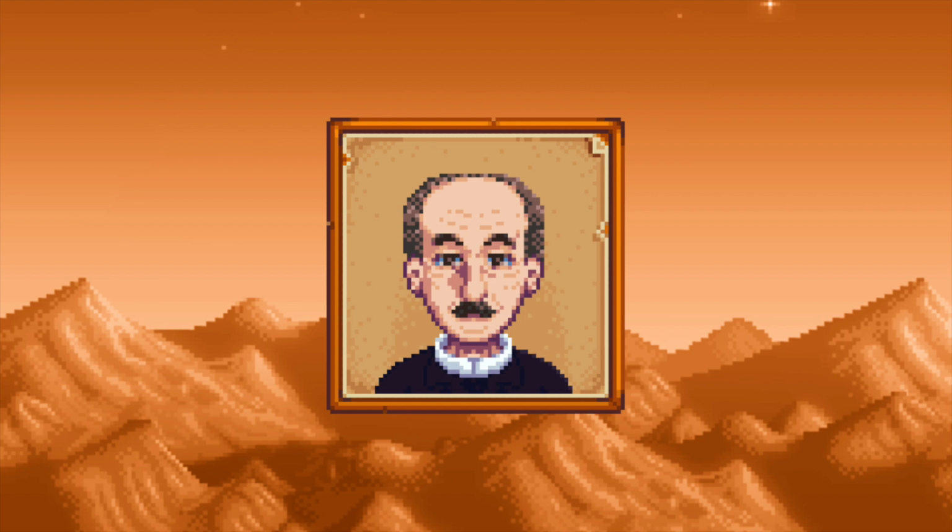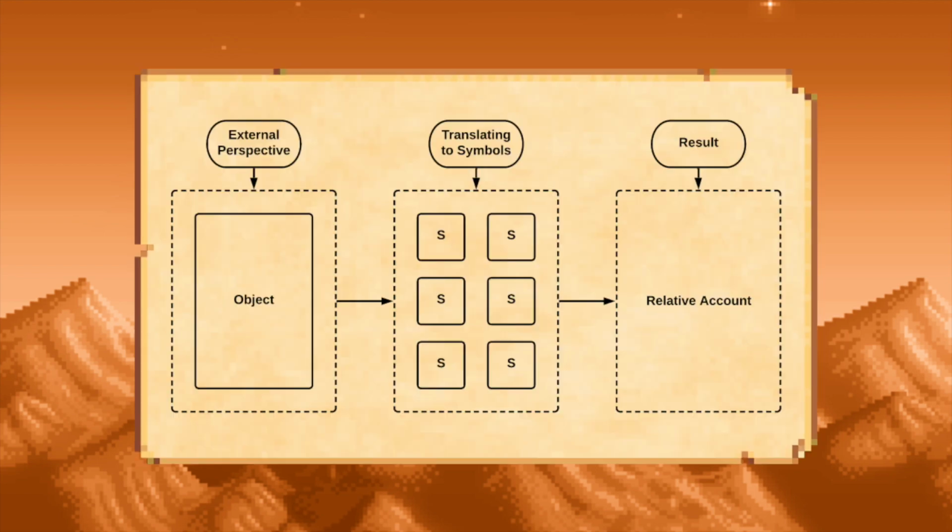To begin with, what exactly is analysis? In the eyes of Henri Bergson, it essentially refers to one of two ways of understanding a thing, the other, as we'll soon see, being intuition. The operation of analysis, as seen here, consists of looking at a thing from the outside, translating it into symbols, and then creating a relative account of it.